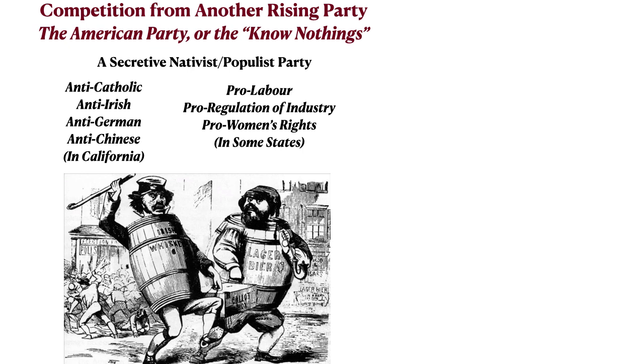The American Party had other platforms that they were actually, by the standards of the time, relatively pro-labor and wanted more regulation of burgeoning industries. And at least in some states, in the northern states, they also wanted more rights for women, not to the extent of women's suffrage, but at least it was something that some of them were pushing.